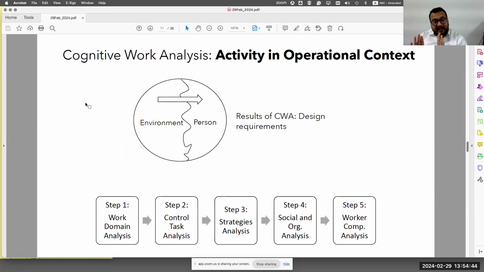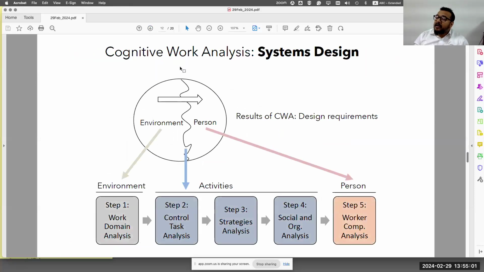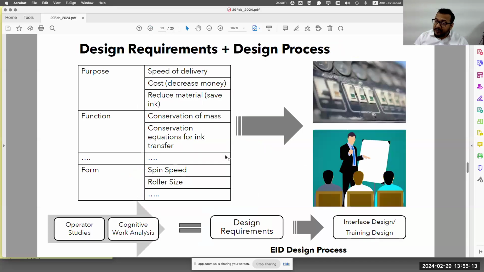Work analysis, task analysis, and activity analysis have slight differentiations in the way they look at it. So we do a work analysis approach. We start with activity in operational context. We start from step 1 and move towards step 5 to worker competency analysis. Based on this, we look at the environment, activities, and the person, right? So we ask, what is it that is required from all these three entities to do good HMI design, right?